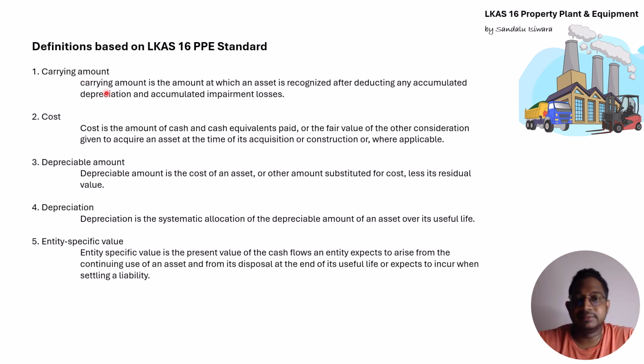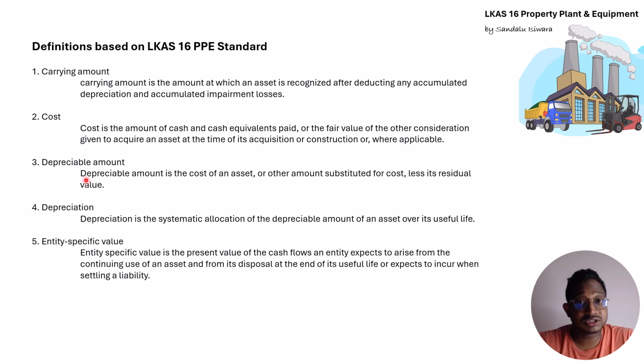So, carrying amount. Carrying amount is the amount at which an asset is recognized after deducting any accumulated depreciation and accumulated impairment losses. These accumulated impairment losses are not relevant for the local A-level syllabus, but yes, the accumulated depreciation is. So the carrying amount is cost minus accumulated depreciation. And the cost is the amount of cash and cash equivalents paid, or the fair value of the other consideration given to acquire an asset at the time of its acquisition or construction, or where applicable.